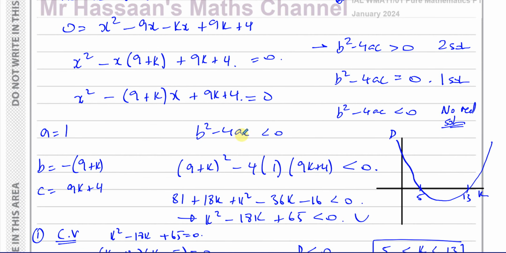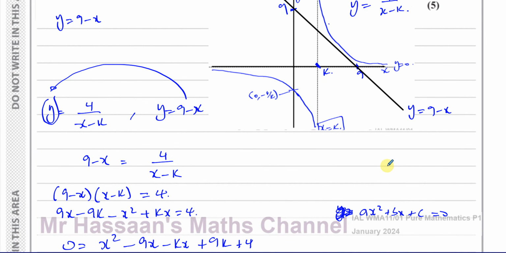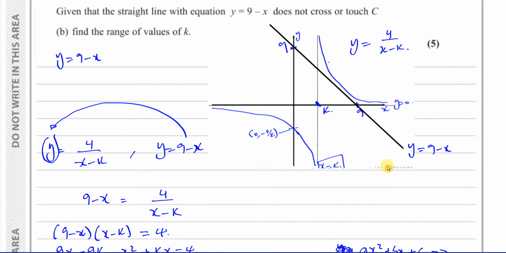So we set up our discriminant b squared minus 4ac. Now b is minus 9 plus k, a is 1 and c is 9k plus 4. We put them into this inequality for the discriminant, and then we end up with a quadratic expression which we solve as a quadratic inequality. So we find where this equals 0. Those are the places where the discriminant will equal 0. Those would be the two values where you would have a tangent to the curve. The tangent to the curve would occur when k equals 5 and k equals 13.